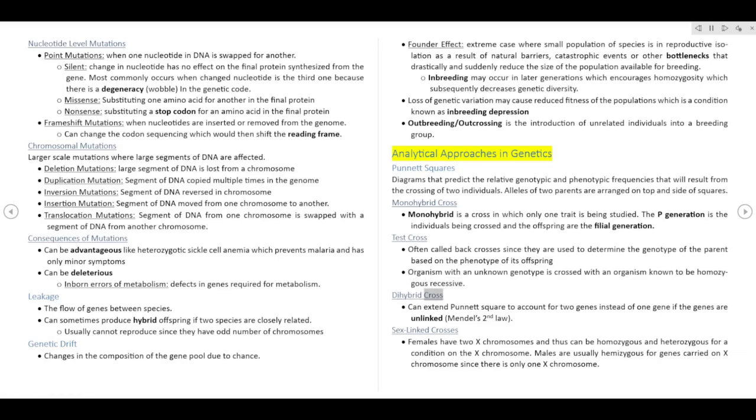Dihybrid cross. We can extend the Punnett square to account for two genes instead of one, if the genes are unlinked. This is Mendel's second law. Sex-linked crosses. Females have two X chromosomes and thus can be homozygous or heterozygous for a condition on the X chromosome. Males are usually hemizygous for genes carried on the X chromosome, since there is only one X chromosome.